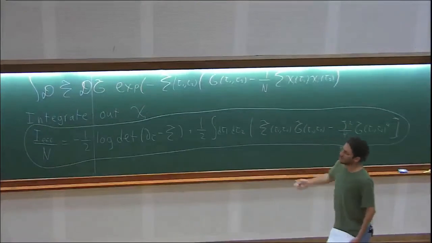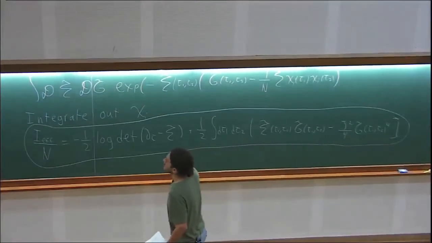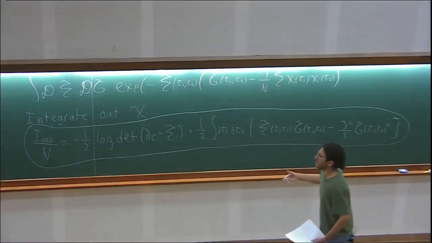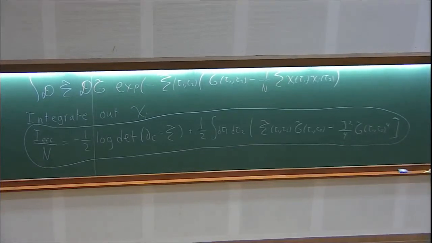This rewriting, you could say there's not much of an advantage since even though there's no N, now I have bilocal fields instead of local fields. But rewritten in this way, we've used the ON symmetry. In the previous way of writing it, the ON symmetry wasn't manifest, whereas here it's manifest. So it's better.